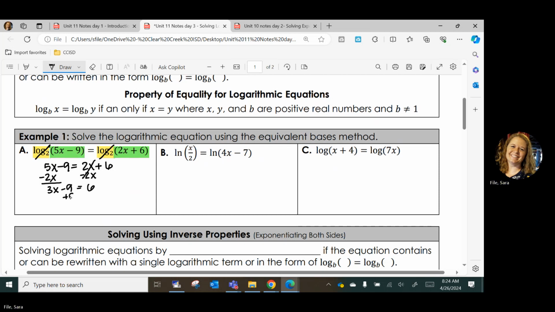Then I move the constant over to the other side, away from the variable. 3x equals 15, and then I divide out the coefficient.